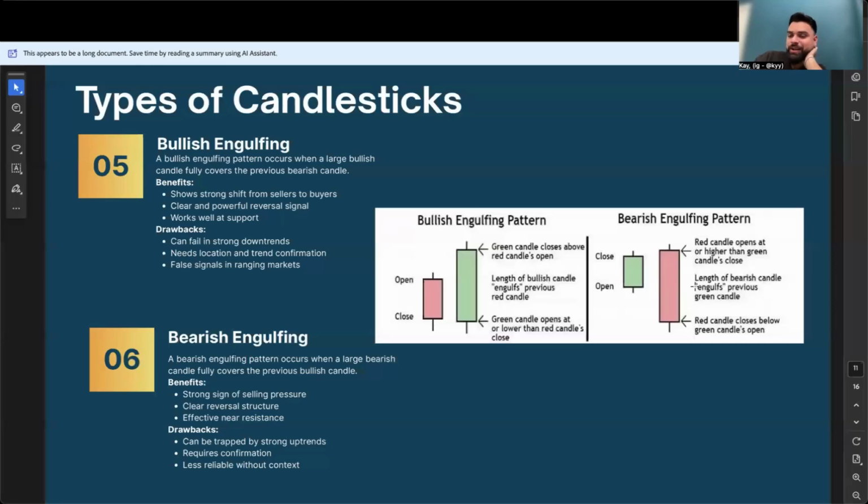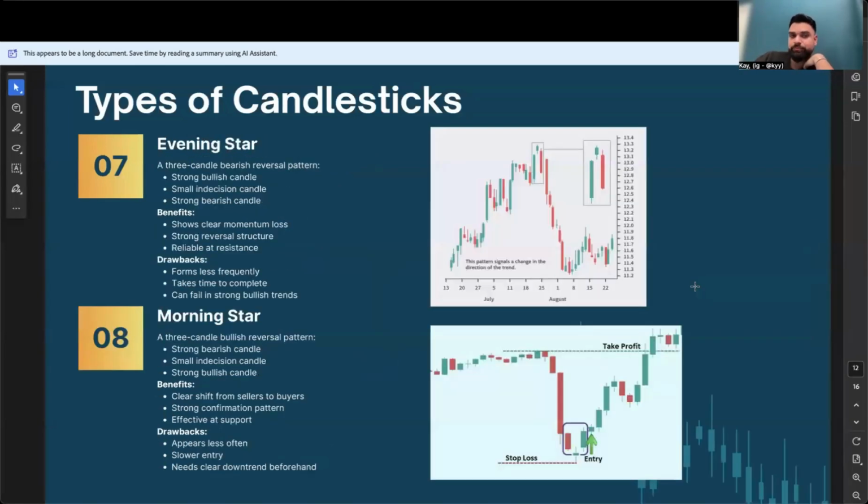It's the biggest drawback. A lot of times when I've gone in for a sell with the bearish engulfing, it's been a long uptrend. That's why my stop losses are so small, because I'd rather be stopped out quickly than be stuck in for ages and decades. And especially in sells, you just want to be a bit more careful. Requires confirmation, less reliable without context.